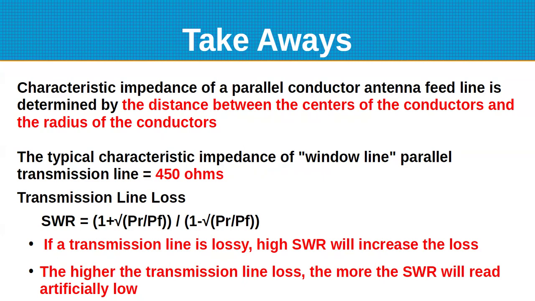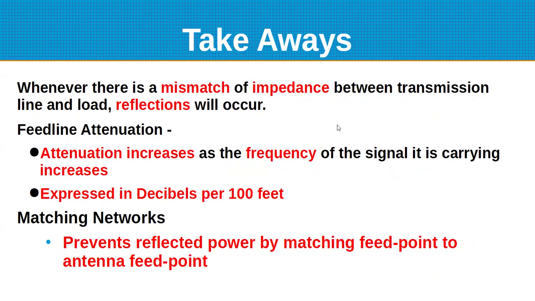The transmission line is lossy. SWR will increase the loss. The more loss, the more the SWR will read low. Whenever you have a mismatch of impedance between the transmission line and the load, typically your antenna, you're going to have a reflection where part of the power is going to be reflected back 180 degrees out of phase. Feed line loss or attenuation increases as the frequency increases. Once again, decibels per 100 feet.